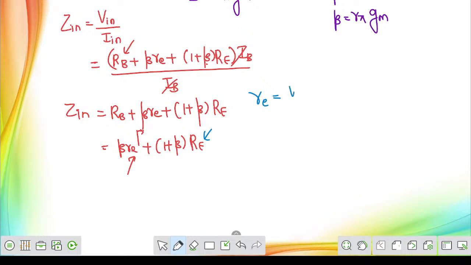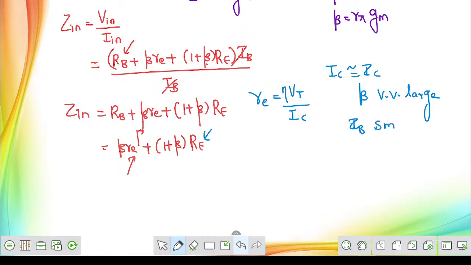This Re will be calculated with the help of ideality factor eta times of thermal voltage divided by collector current or emitter current approximately. Okay, people will use collector or emitter, both will give you the same answer, because we know collector current is almost approximately equal to emitter current, because the value of beta is usually very large. Because of this reason, the value of the base current will always be very small. See, we are demanding a very low value of base current, because base current is a driver.